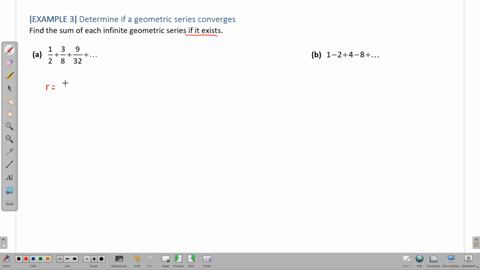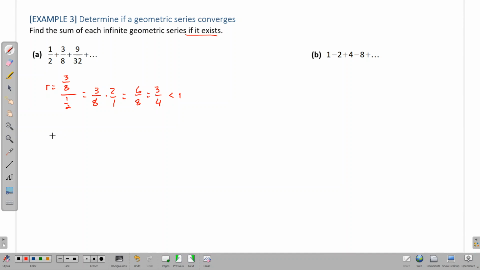So r for this one will be 3 over 8 divided by 1/2. Again, if we do keep, change, flip, this is 3/8 times 2 over 1, which is 6 over 8, but then you can reduce that down to 3/4. And 3/4 is less than 1, so we're good.